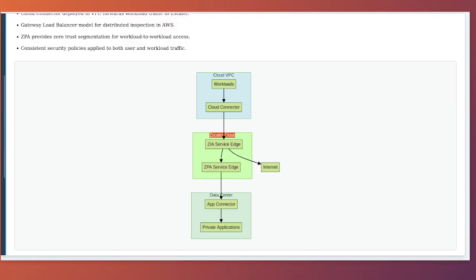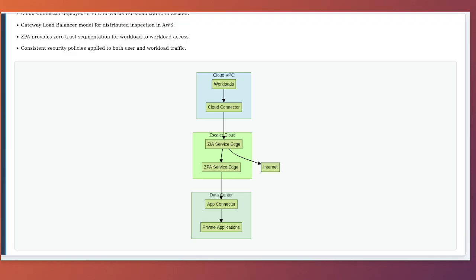In AWS, Cloud Connector can be deployed using Gateway Load Balancer for a distributed model or Transit Gateway for a centralized model. The Gateway Load Balancer approach places Cloud Connector endpoints in each workload VPC, providing local inspection. The Transit Gateway approach routes all traffic through a central security VPC containing Cloud Connectors.